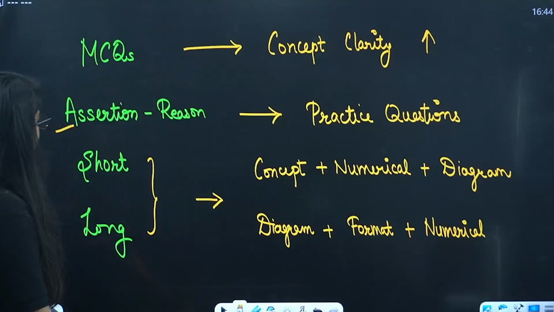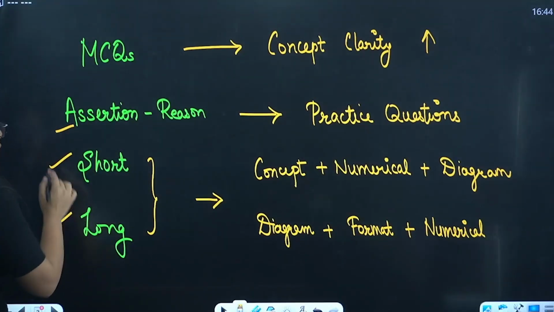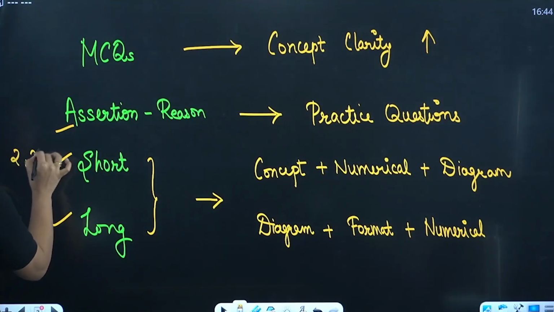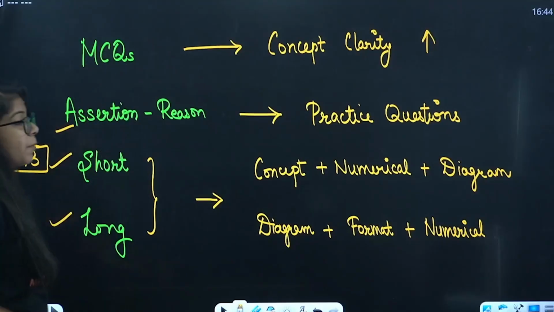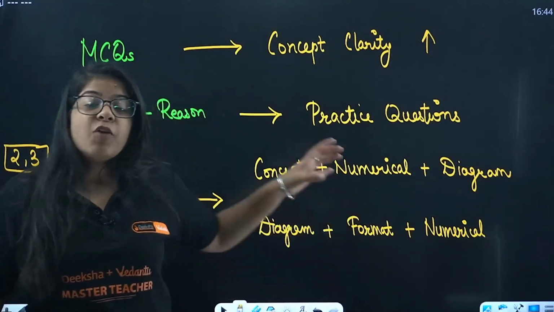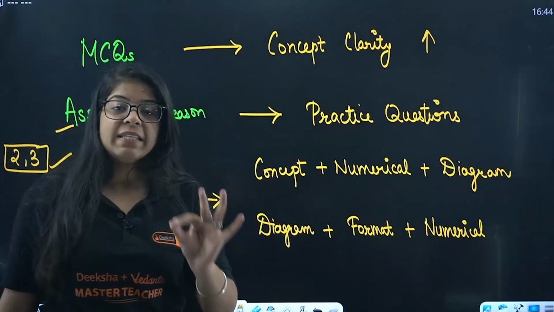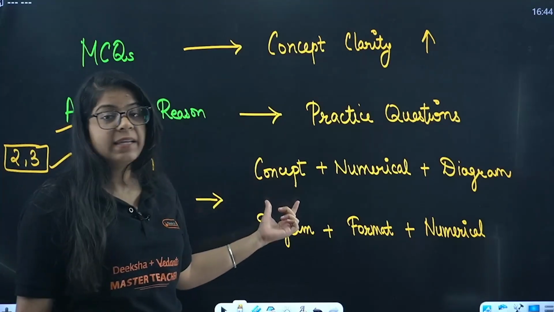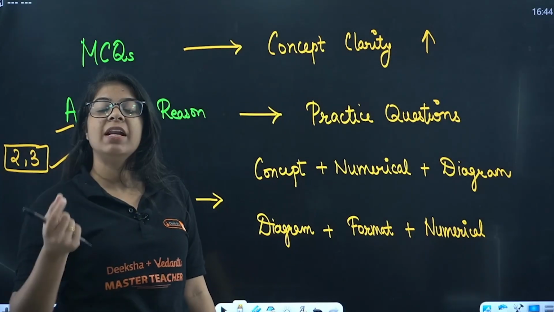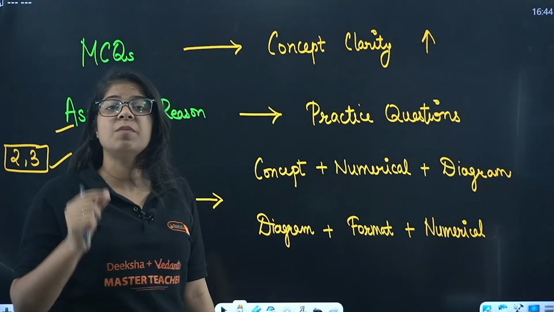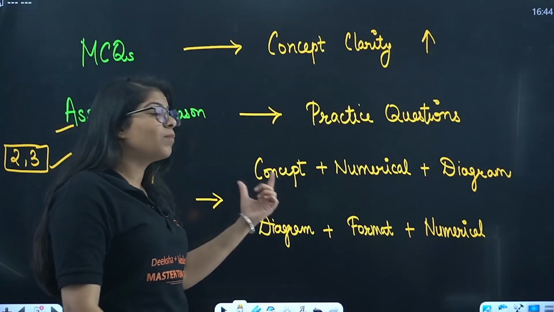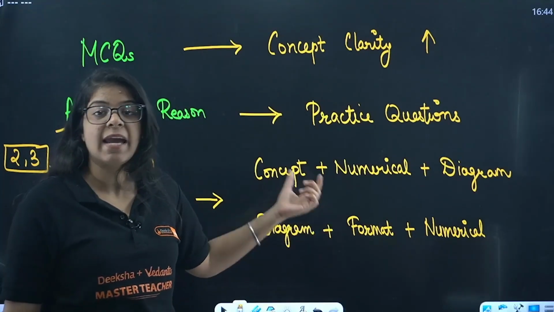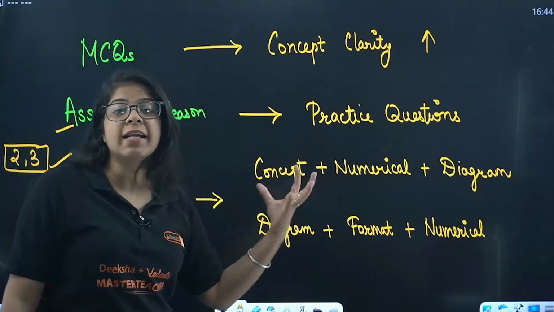Okay, next beta, for short and long answer. In short, we have 2 marker and 3 marker questions. We just saw the paper pattern, right? Now beta, for both of these they have concept clarity. Of course, short questions will require you to explain the concept in a proper manner. So you must have this concept clarity so as to give the theoretical answer.